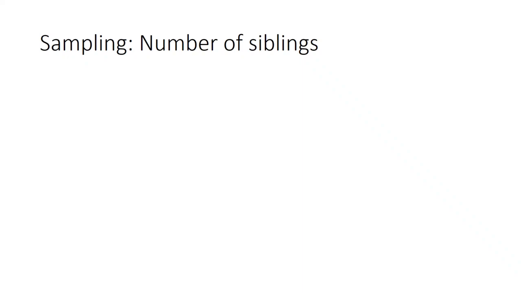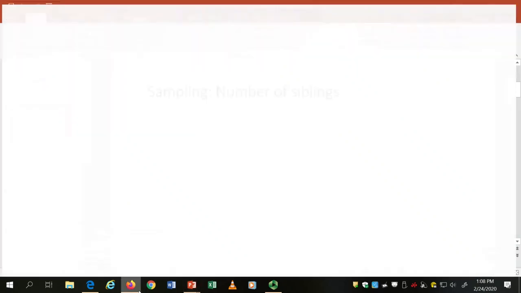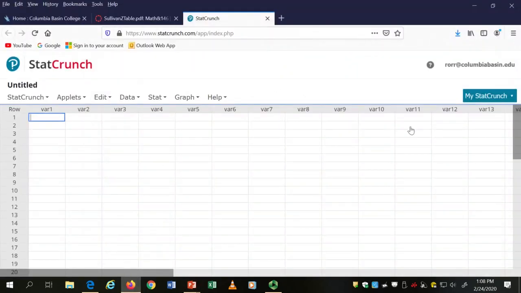True? Okay. The way I usually introduce this is I think of the people in this classroom as a population. Everyone in here is everyone who exists as far as we care. So what I want to do today is I want everybody to tell me how many siblings they have, and I'm going to record it in this thing called StatCrunch.